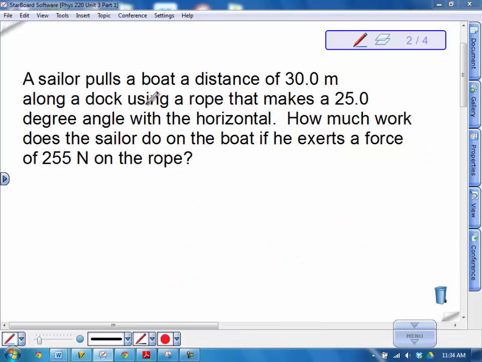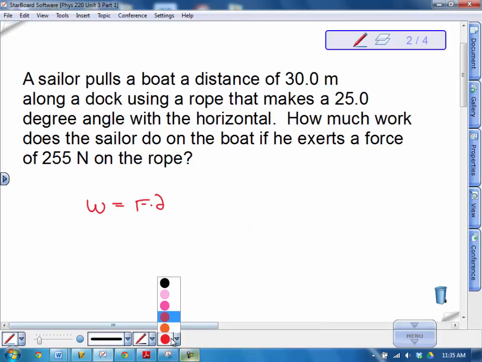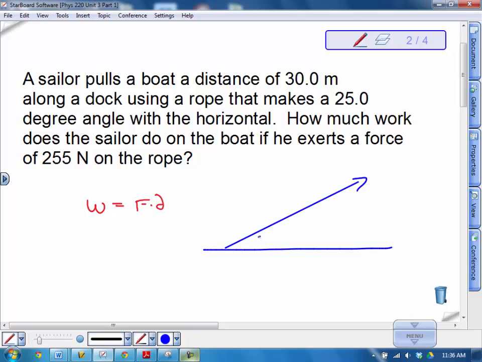Let's try another one. Let's say a sailor pulls a boat a distance of 30 meters along the dock using a rope that makes a 25-degree angle with the horizontal. How much work does the sailor do on the boat if he exerts a force of 255 newtons on the rope? Okay, this problem gets a little more difficult because now instead of giving a force that's in the direction of motion, we're pulling off at a 25-degree angle on this boat. So that's the boat, and we're pulling up at a 25-degree angle with 255 newtons of force.